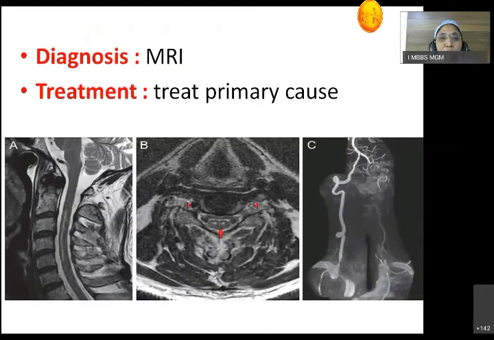So how will you diagnose whether it is anterior spinal artery syndrome or not? The diagnosis is done with the help of MRI, and for treatment we have to treat the primary cause. If there is a tumor which is compressing the anterior spinal artery, we have to remove that tumor. If there is any thrombus in the spinal artery, we have to dislodge that thrombus.